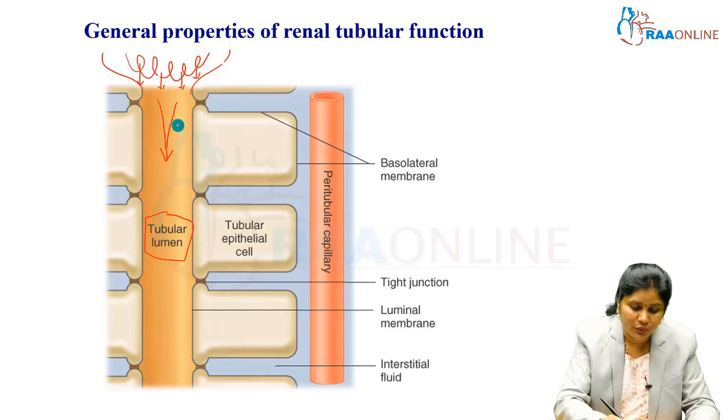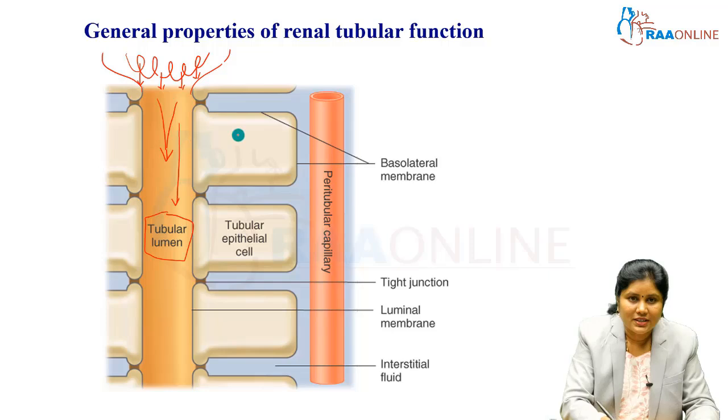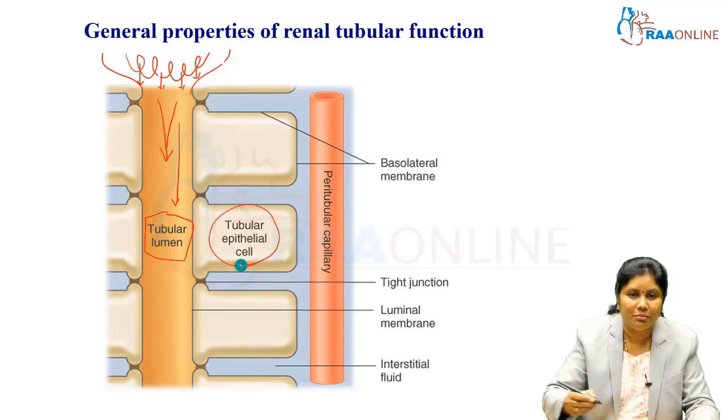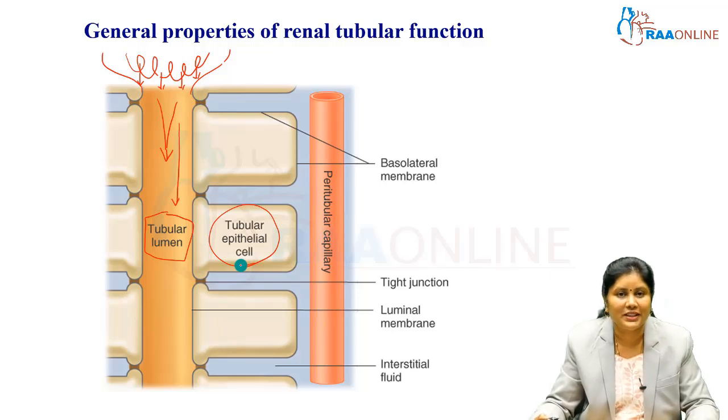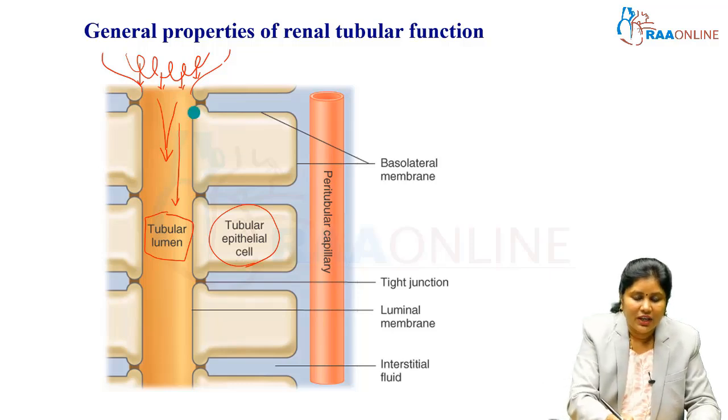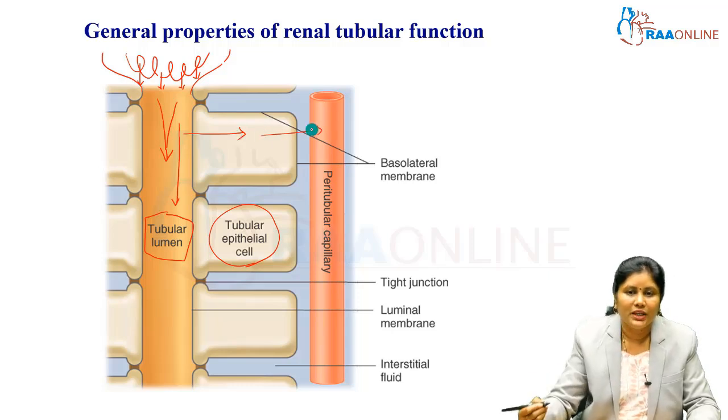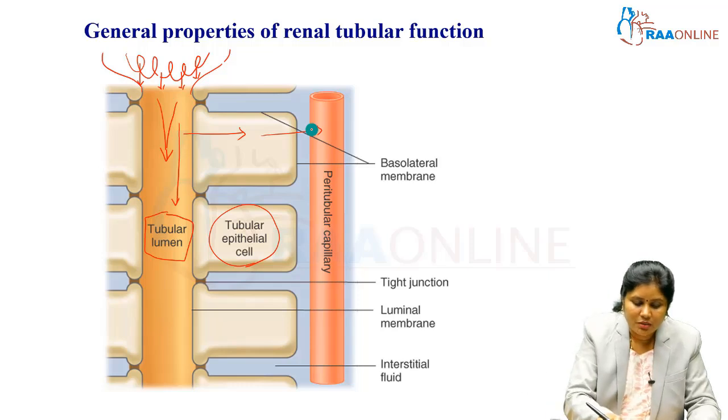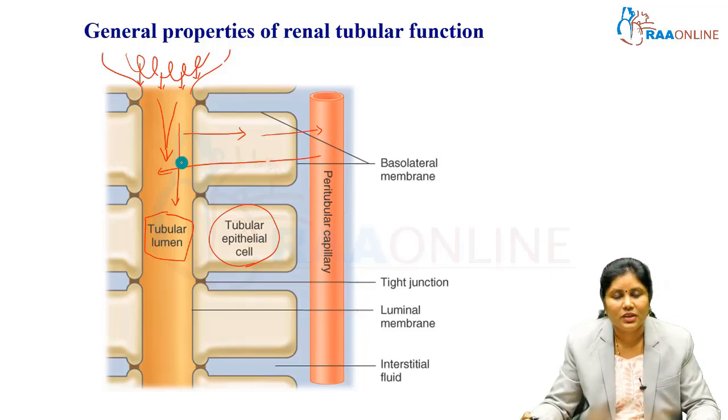Now when this fluid is going into the tubular lumen, there are cells, these are the epithelial cells. You can see these are the renal epithelial cells, which are called tubular epithelial cells. These cells have a lot of functions. Some of the fluid or the solutes get transported into the epithelial cells and from there into the peritubular capillary. Some of the solutes get secreted from the capillary into the lumen. This is what is happening.